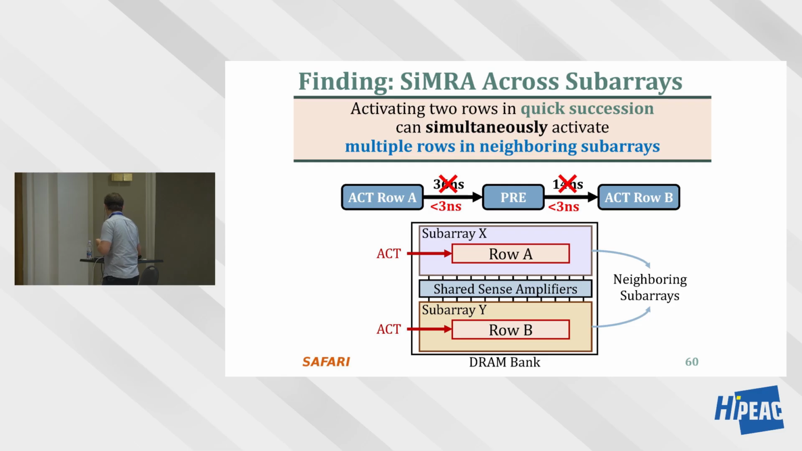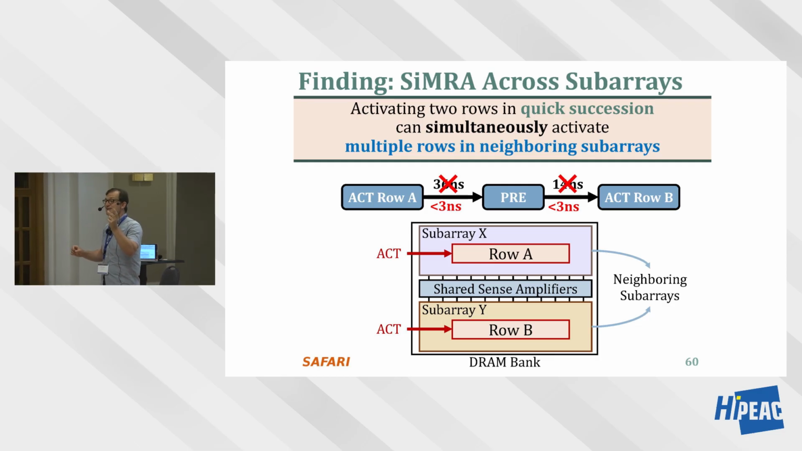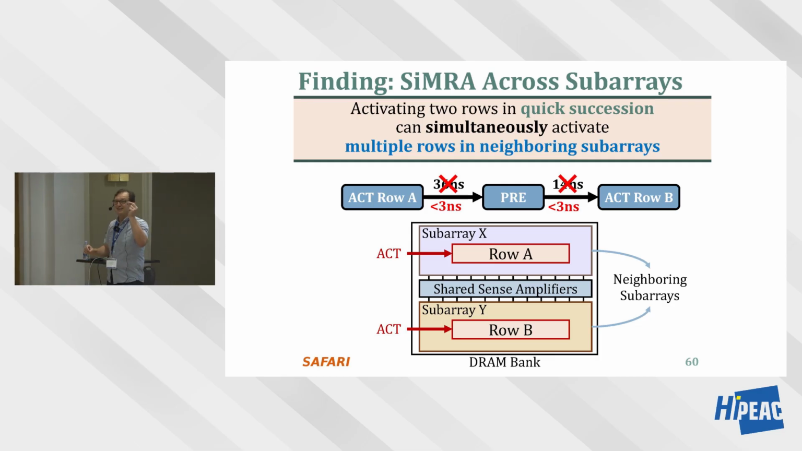So this is subarray X, this is subarray Y. They normally share sense amplifiers. That's the DRAM design. Because sense amplifiers are expensive in DRAM, DRAM manufacturers minimize the number of sense amplifiers in their design. Just to give you an idea, the size of a sense amplifier is 100 to 200 times the size of a DRAM cell today. So they want to get rid of the sense amplifiers as much as possible, but they cannot get rid of all of them because this is needed for correct operation, to sense the data. So that's why neighboring subarrays share sense amplifiers.